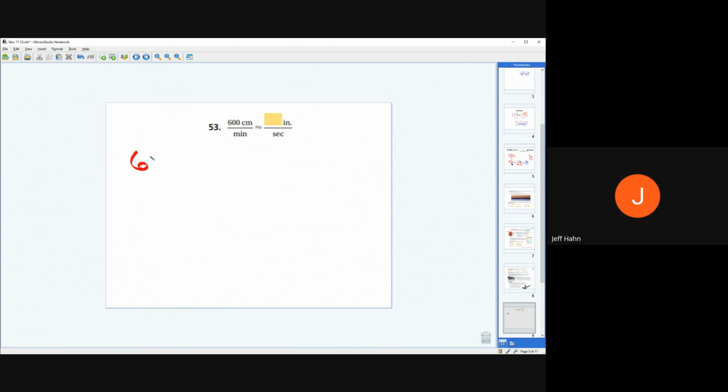We are starting with 600 centimeters per minute. And if it helps you to put a 1 there, it is a 1. You just put the 1 there. And I want to change that so that it is in inches per second. So let's try this one instead. And it's nicer numbers actually, probably. So what 2 labels do I need to change? I need to go from minutes to seconds, and I need to go from centimeters to inches.